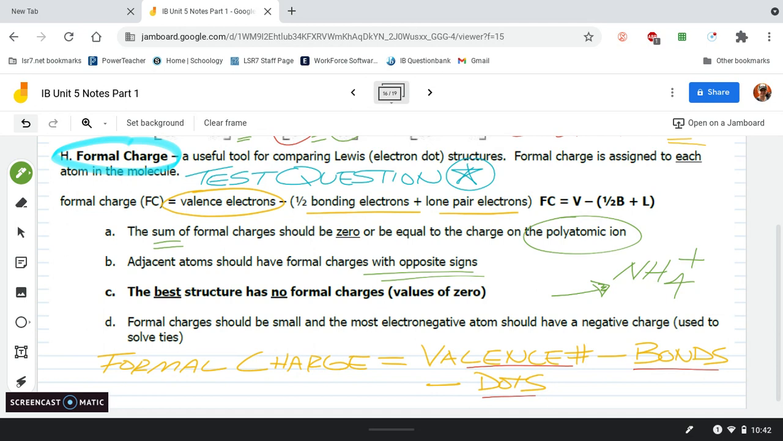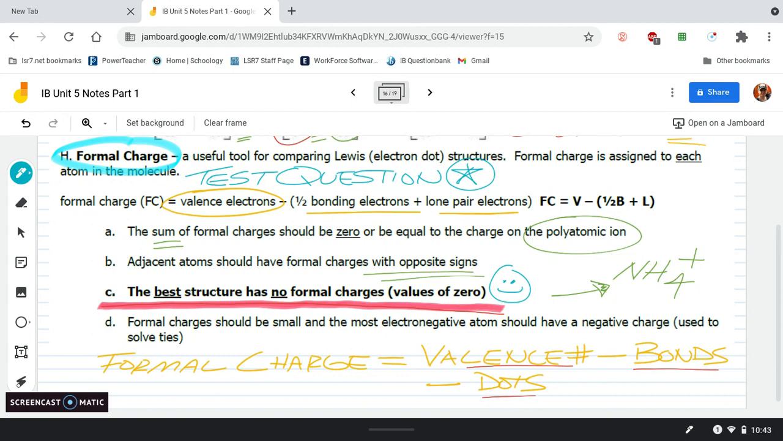And then here we go. This is the really important one. This is what's going to get you the answer. The best structure has no formal charges, meaning that all of the values add up to 0, right? So this is how you're going to figure it out on the test. This is what you want to remember right here. All your formal charges should be 0. The best structure is going to have 0. So that's how we're going to figure it out, is right here. That's what we want to remember.